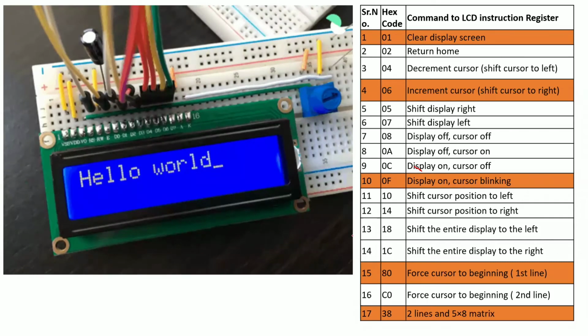On and off. And force cursor to the beginning of the first line. That means whenever you are going to display any text, the first command should be force cursor to the first line. So wherever the position of the cursor was earlier, come to the first line and start printing the text from the first line onwards. Next we are using 2 lines and 5x8 matrix. Just now I told you, right? So we can use that option in order to display with more clarity.